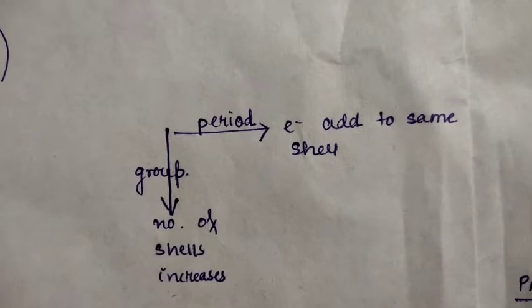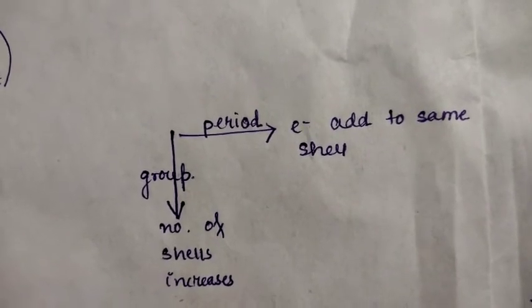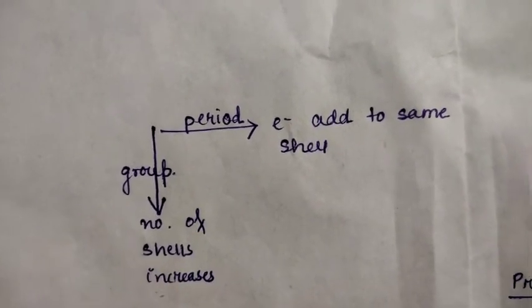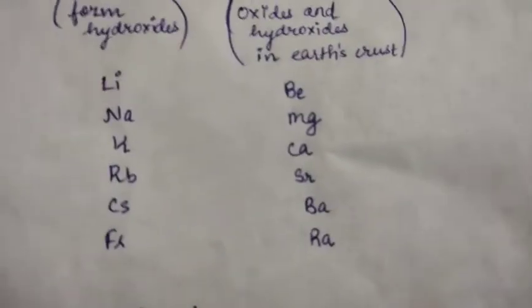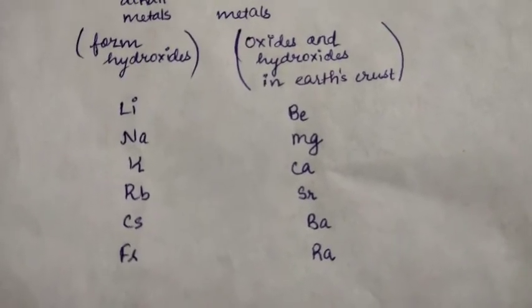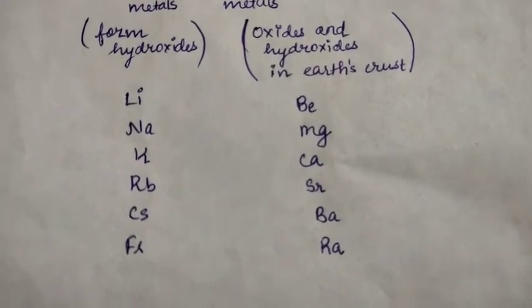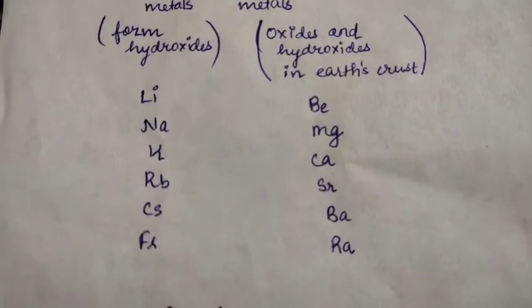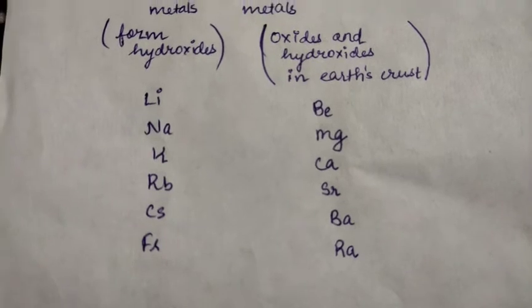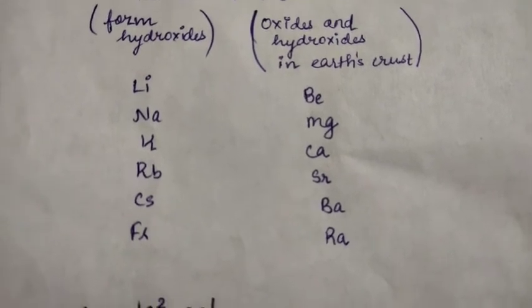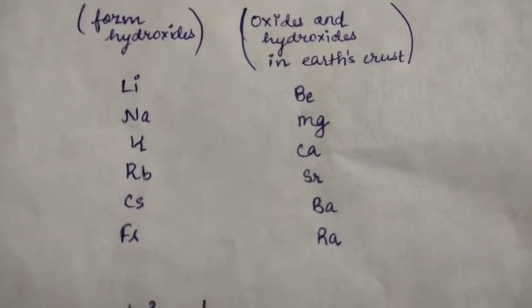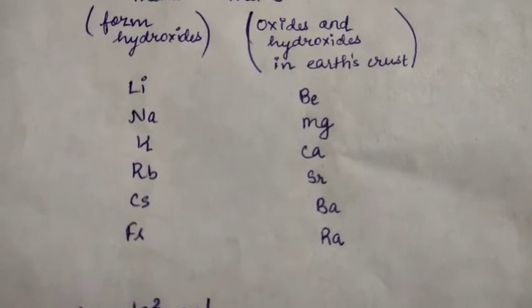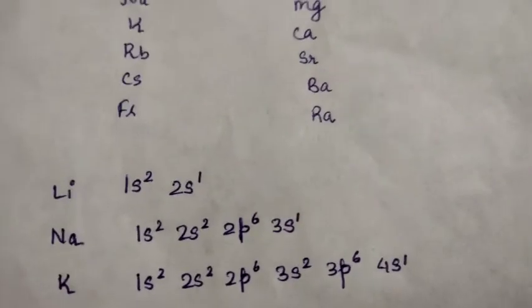But if we go down a group, then the number of shells is increasing. A very good example is here. If we compare lithium, sodium, potassium, what happens? The shells are increasing, right? Because once we have talked about 3s, the next, potassium, will be 4s. So every time new shells are being added here. This thing you have to keep in mind.